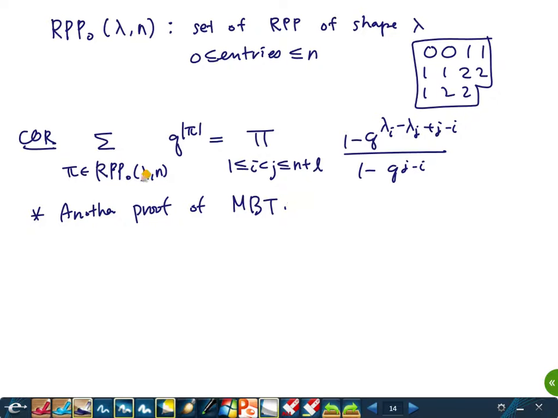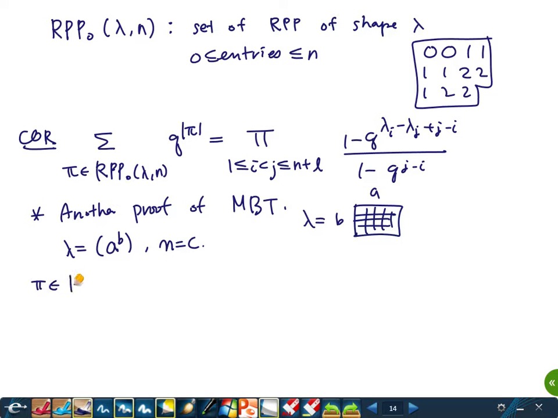All right, now we will consider this. Lambda equals A^B, n equals C. This means lambda is this, A times B, and C is the height of your plane partition. So then here, what does that mean? Lambda is in RPP(A^B, N). This means this is a box. This is inside the rectangular shape, right?